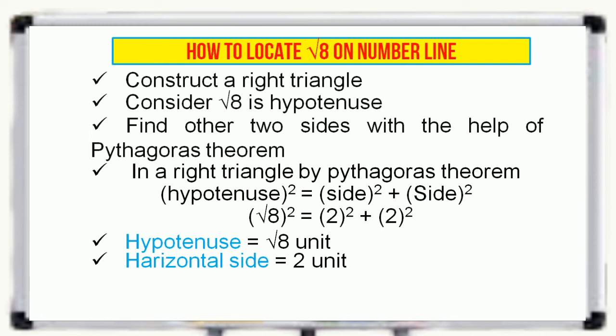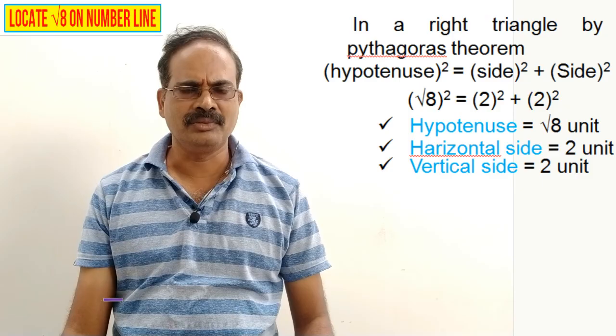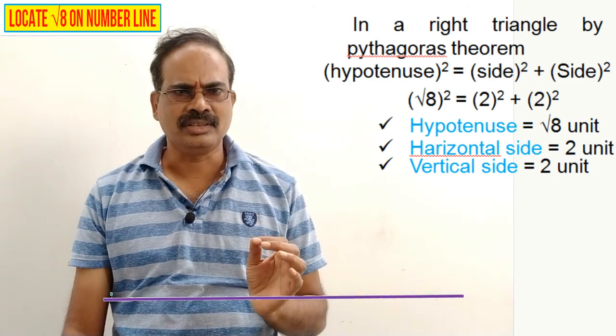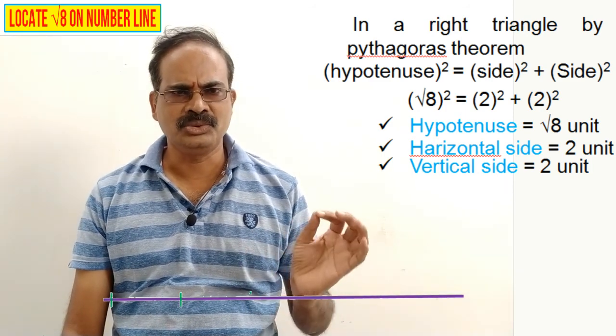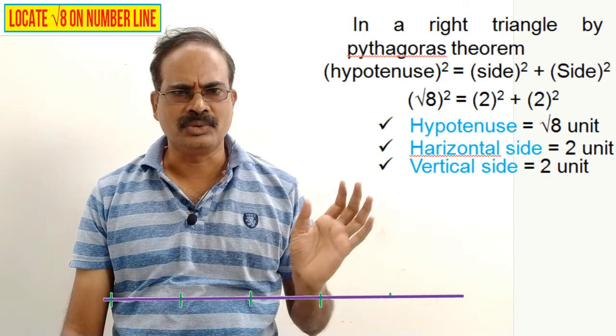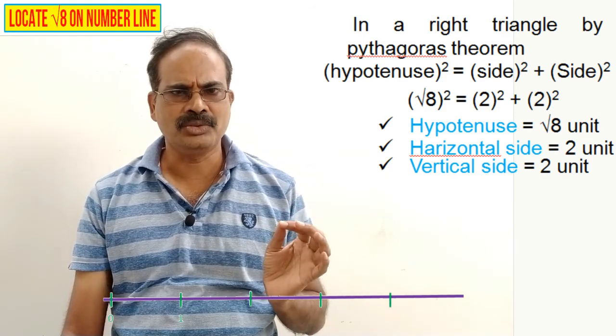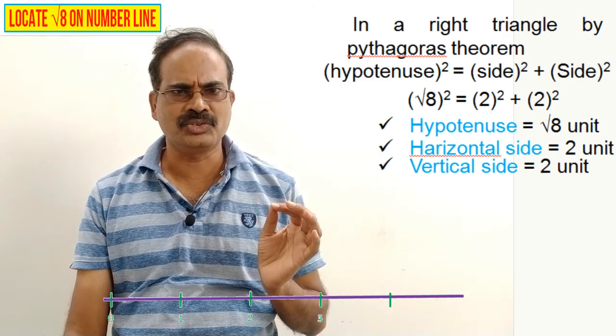So the hypotenuse is square root of 8 units, the horizontal side is 2 units and the vertical side is also 2 units. First you have to take a positive number line with integers 0, 1, 2, 3, 4. So according to the Pythagoras theorem, root 8 whole square is equal to 2 square plus 2 square.